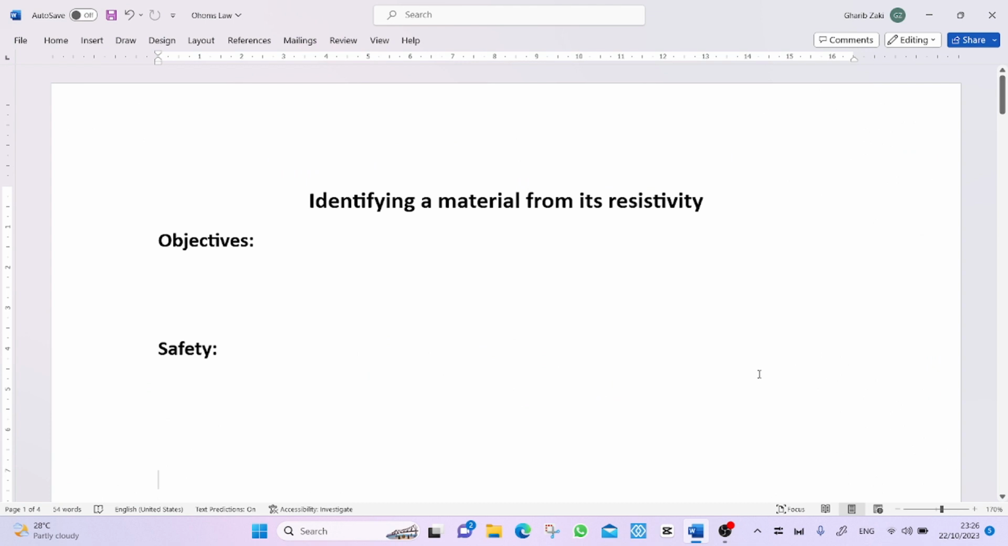Identifying a material from its resistivity. Objectives: to determine the resistivity of a material wire. Safety of this experiment: do not measure current for zero length. This will send a damaging current through the ammeter.